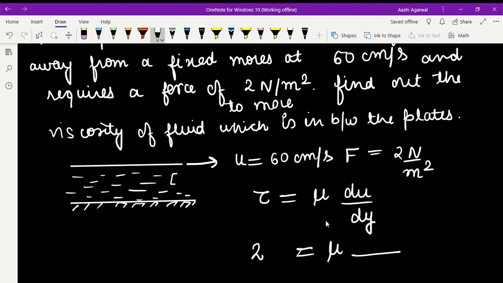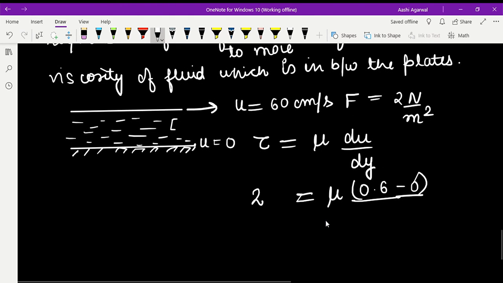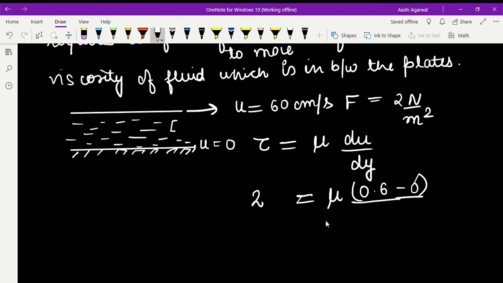Now du is what? Du is nothing but the change in the velocity, which changes from here to here. Please observe that here the velocity is 0 and here it is 60 centimeter per second. So what will be the difference? Difference will be 0.6 minus 0. Du is nothing but change in the velocity over a distance y. So here I have put it in meter per second. I have kept it in the SI unit, so it will be 0.6.